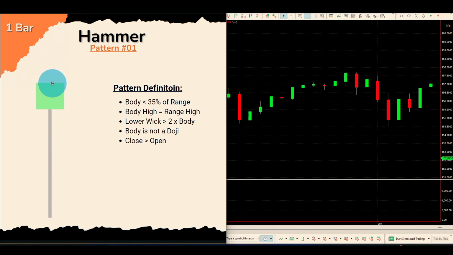Now, in reality, I put a 5% tolerance. That means the body high can be 5% lower than the high. And then we need the lower wick. So this part, we need to be 2 times greater than the body.